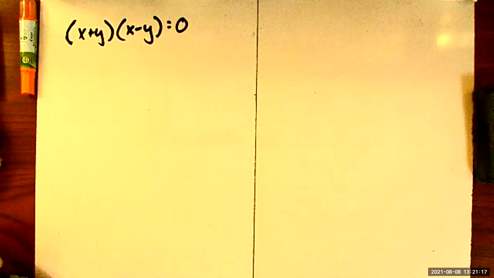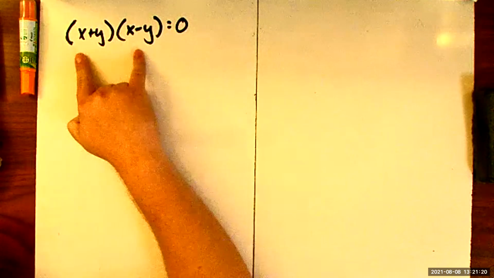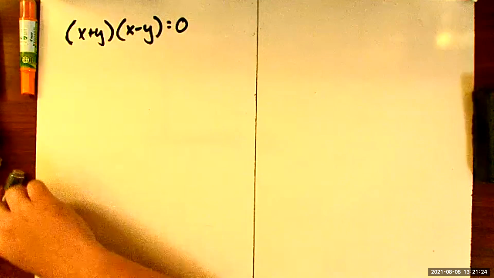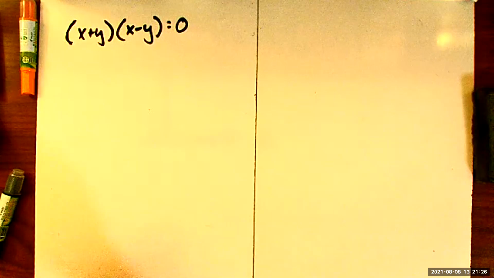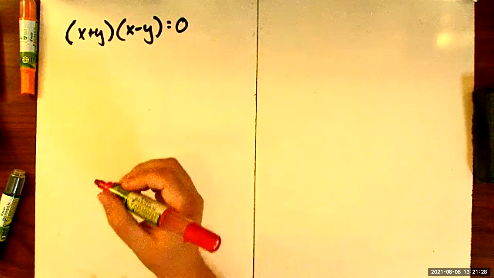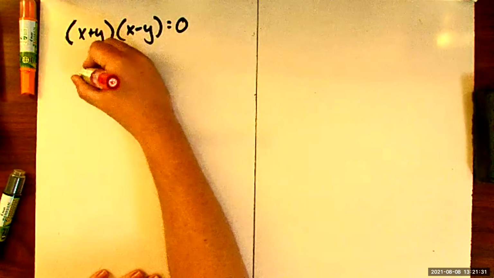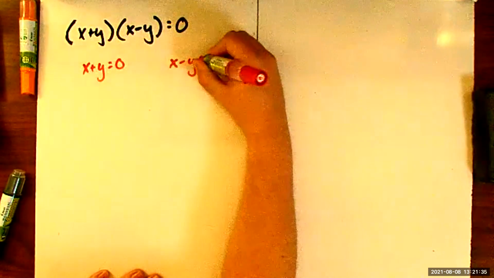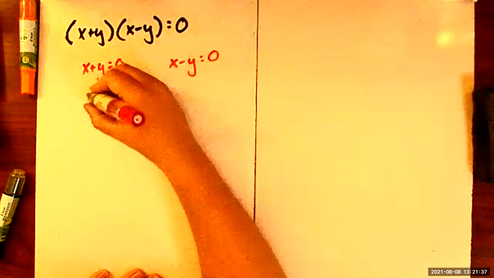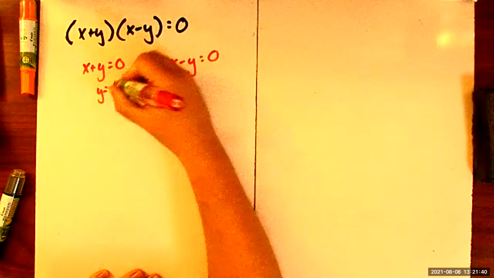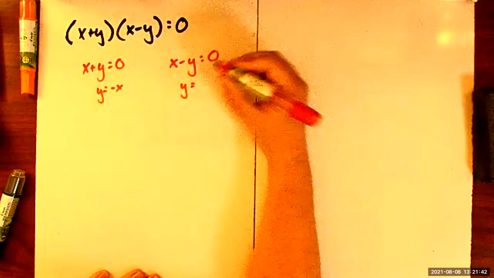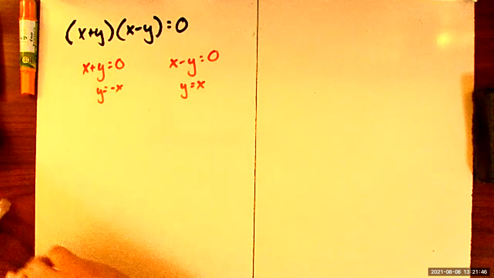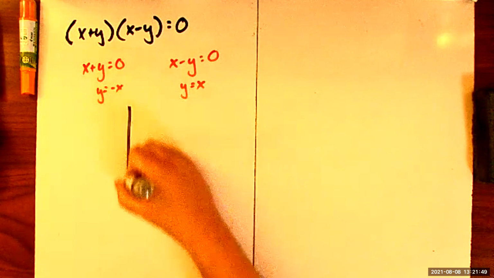The thing about this equation is it's the product of two things being set equal to 0. Because of that, we can use the zero product property. The zero product property from back in Algebra 1 would say that either x plus y equals 0 or x minus y equals 0. Or if you prefer, y is equal to negative x, or y is equal to x. Those are two things which we should be able to graph very easily.